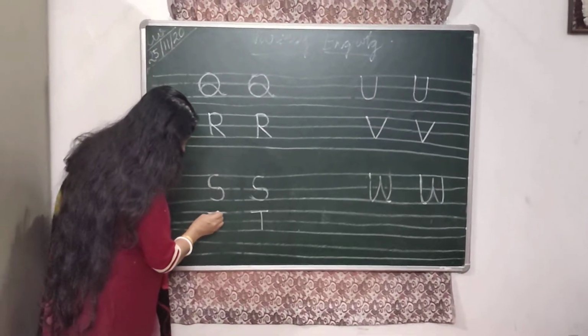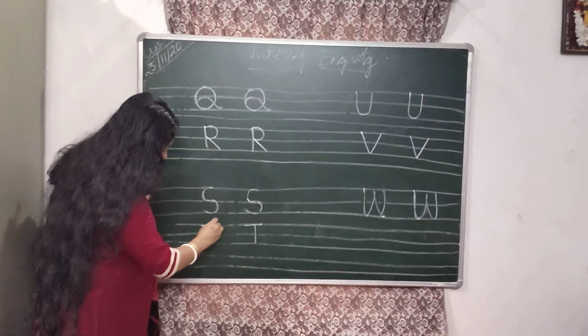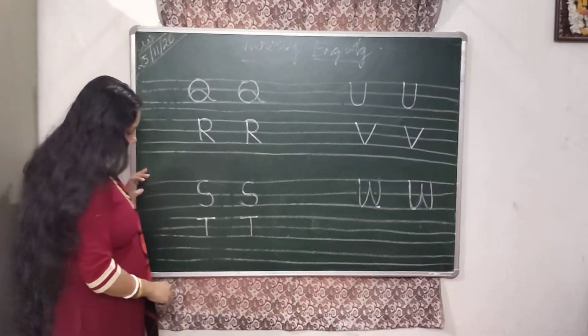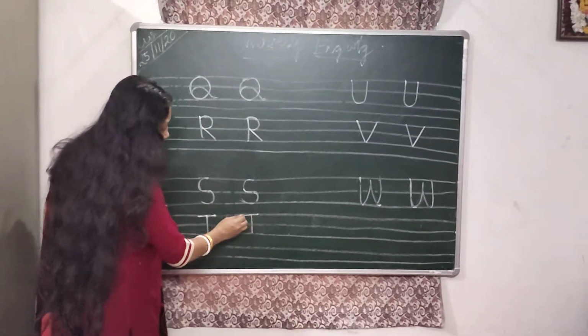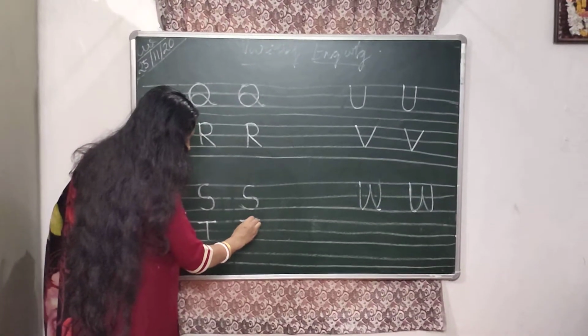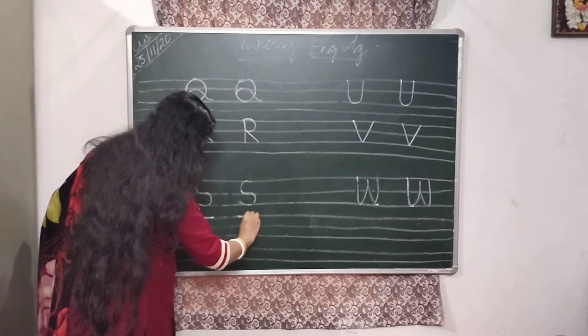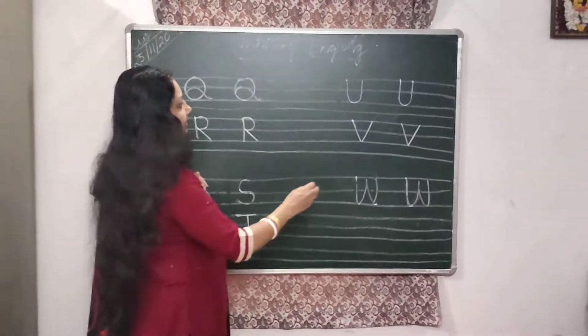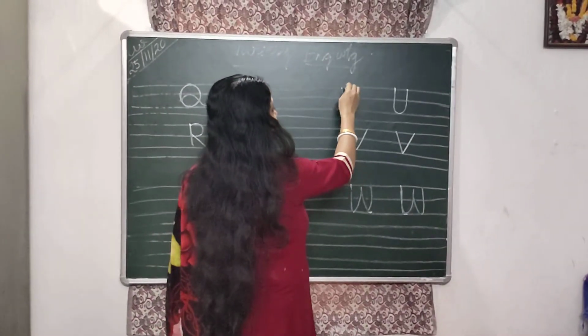Then T. Draw one straight line on the first line, then from the center draw once again a straight line. This becomes your capital letter T. So once again, draw one straight line on the first line and from the center draw one straight line to the third line. This becomes capital letter T. So T for tree.